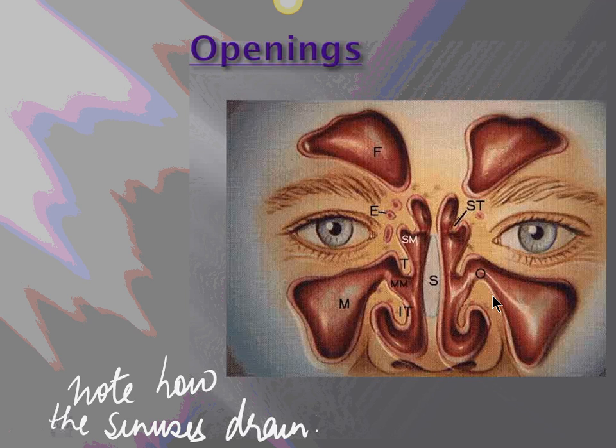So here you can see the paranasal sinuses. Look at the frontal sinus. These are the ethmoidal sinuses. This is the maxillary sinus. Okay? And this is the superior turbinate, middle turbinate, inferior turbinate. When you're looking at it in front, this is the superior meatus, middle meatus, inferior meatus. Here's the nasal septum.